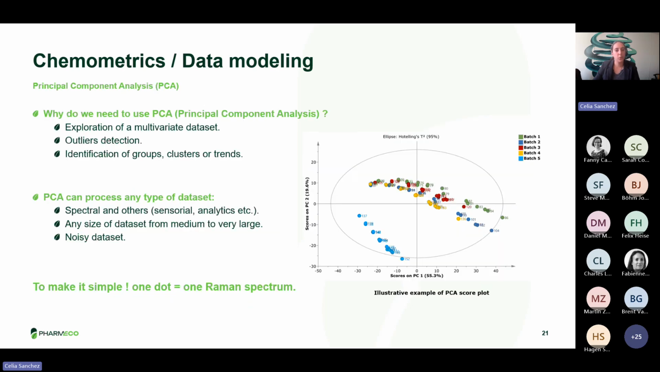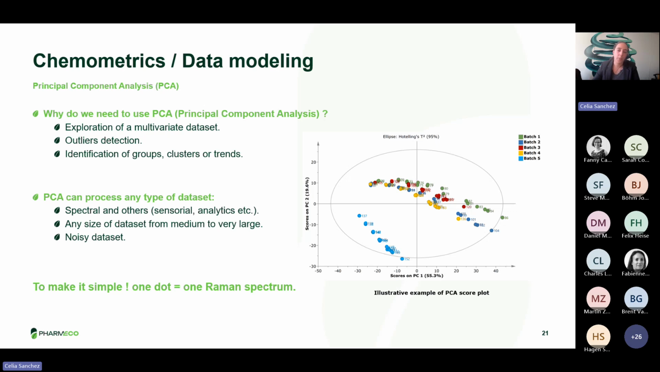So a first tool that we use a lot in this kind of analysis is the principal component analysis. It allows to have qualitative measurements and to explore multivariate datasets. It allows to identify outliers and identify different groups, clusters, or trends. For example, if we have a look at the graph here on this slide, on the right of the slide, we have a score plot of a principal component analysis.